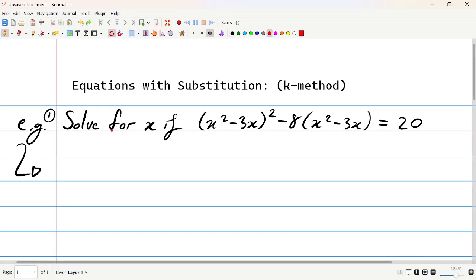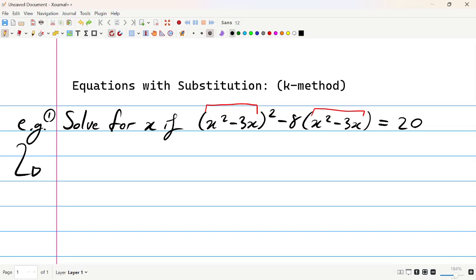We are going to notice repetitions in order to find out what we let k be equal to. So let's start. We notice we have x squared minus 3x, squared, minus 8 into x squared minus 3x. Whoa, why is this here again? Which is equal to 20. Okay. So we clearly need to solve for x. So this is where we use the k method.